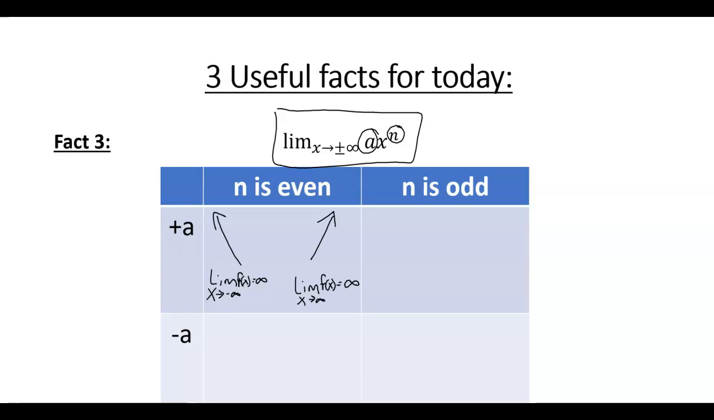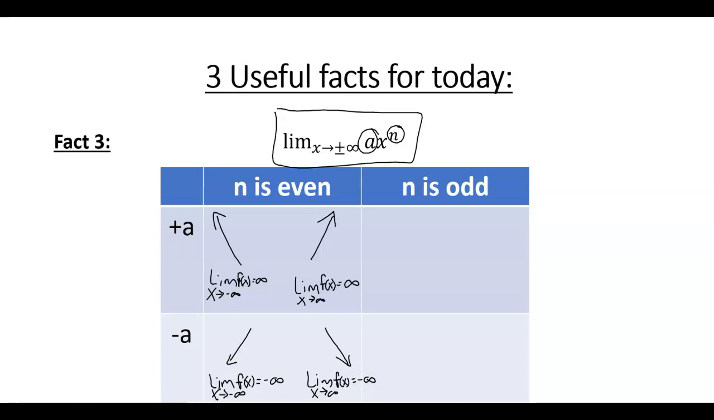Another situation was if the a was negative, but the n was even. In that case, what we had was down on both sides of the graph. So if we were on the left side, the graph went down, and if we were on the right side, the graph also went down. Okay?